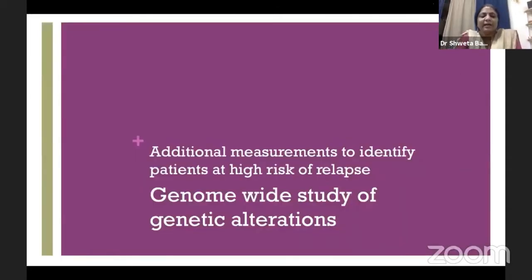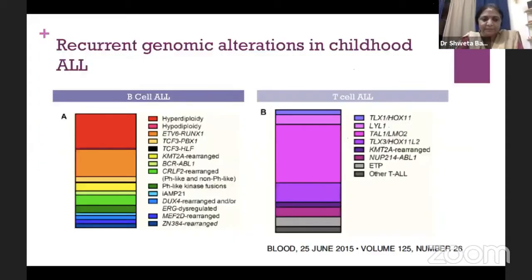So there have to be additional measurements to identify the patients who are at high risk of relapse. We have seen MRD, we have seen the other clinical characteristics, but still we are not able to identify all those patients who are going to relapse, and whether there is anything we can do to salvage these patients. So a genome-wide study of genetic alterations has been done, and we see recurrent genomic alterations in childhood ALL.